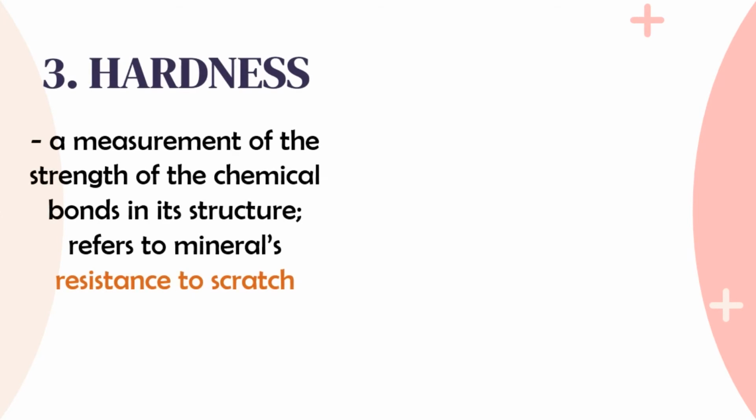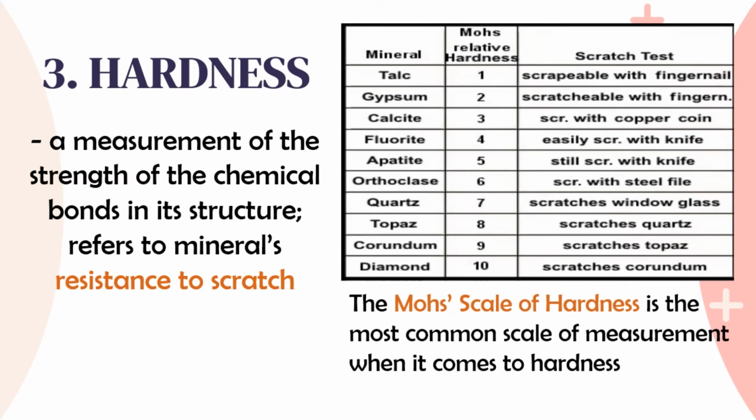The hardness of a mineral is a measurement of the strength of the chemical bonds in its structure. It also refers to the mineral's resistance to scratch. The Mohs scale of hardness is the most common scale of measurement when it comes to a mineral hardness. The mineral with the highest index scratches minerals below it, and as you can see, diamond is considered as the hardest mineral.